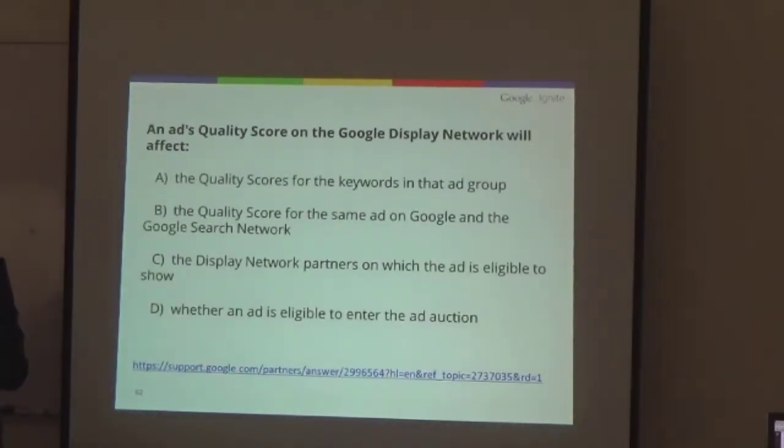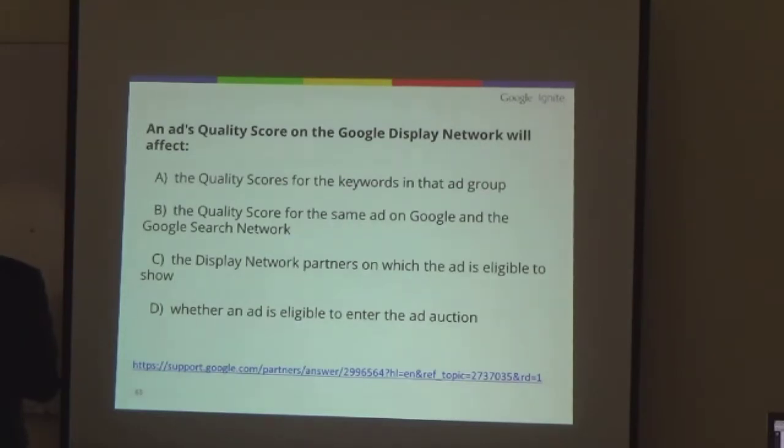Next question. An ad quality score on Google Display Network will affect what? Ad quality score on Display Network will affect A. Quality score of the keyword in that ad group. B. Quality score of the same ad on Google and the Google Search Network. Does that ring a bell? Anything inside your mind? Does that make any sense? C. Display network partners on which the ad is eligible to show. Is that what affects the quality score?